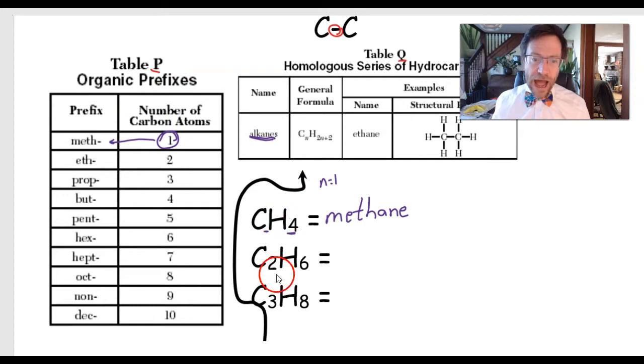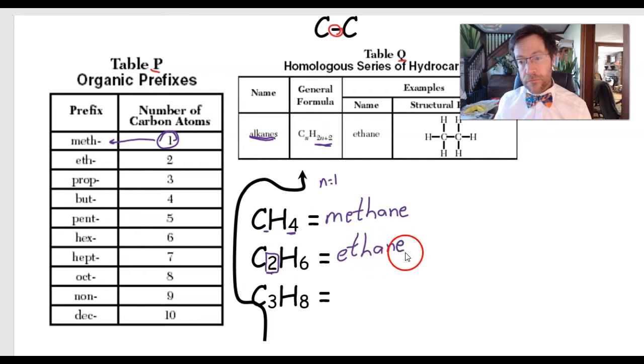Let's try this next one. I'm going to do the prefix first this time. If there are 2 carbons, there's eth. Now if we look at the pattern, 2 carbons follows the 2n plus 2 pattern. That's ethane. 3 carbons: prop.